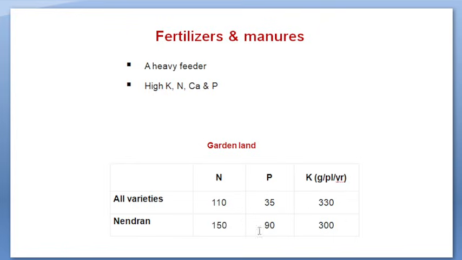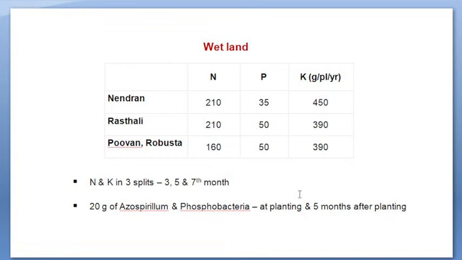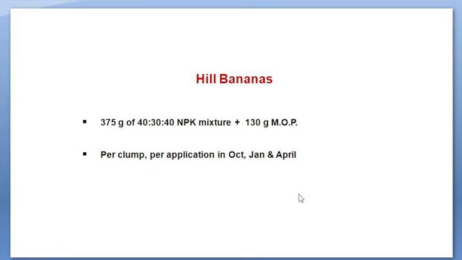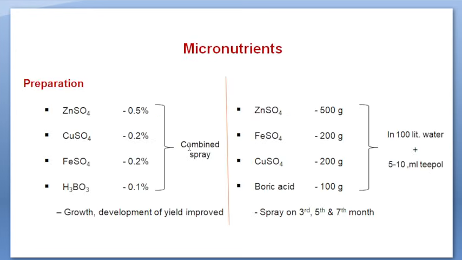So for all the varieties, the normal general practice is 110, 35, and 330 grams of NPK per plant per year. We have to supply it, especially in 3 splits, like the 3rd, 5th, and 7th month. Along with that, we can also go for application of some biocontrol agents after 5 months of planting. There is a different recommendation for hill bananas: 40, 30, and 40 NPK mixture we can apply.